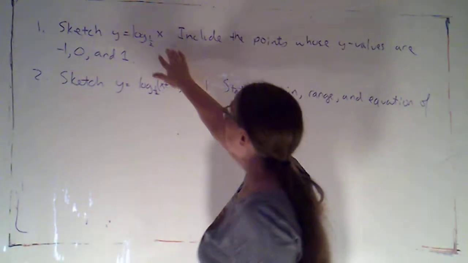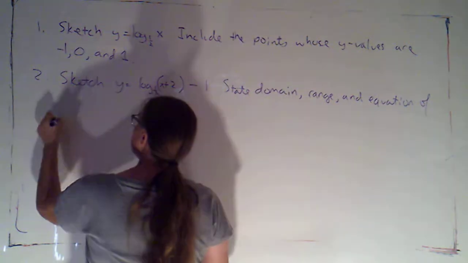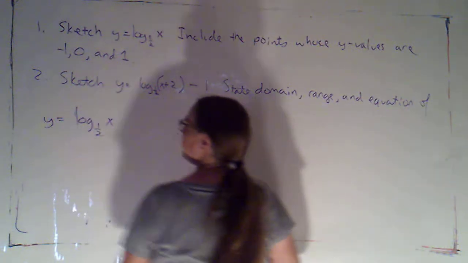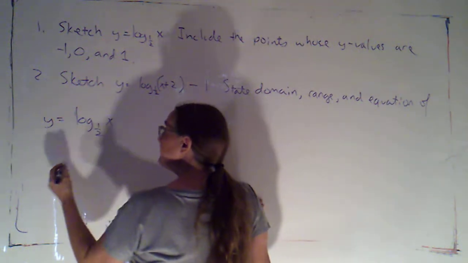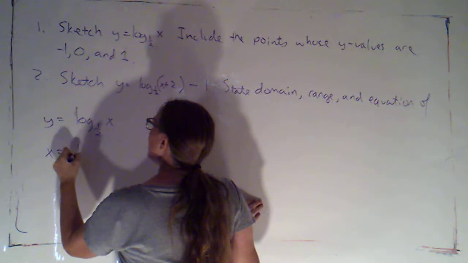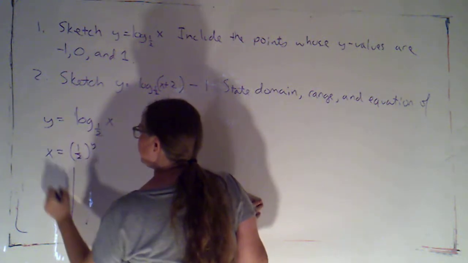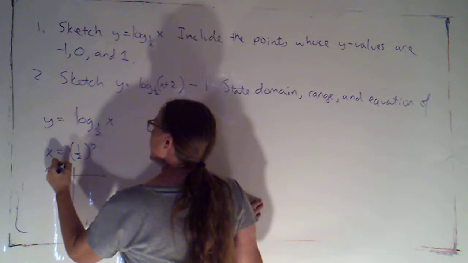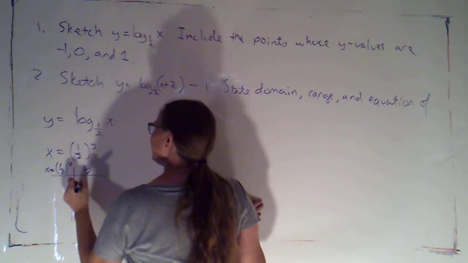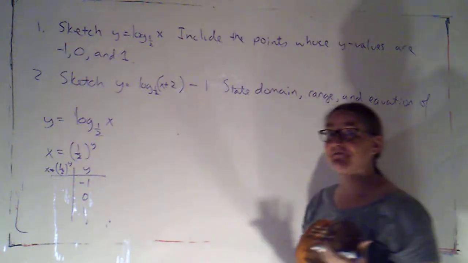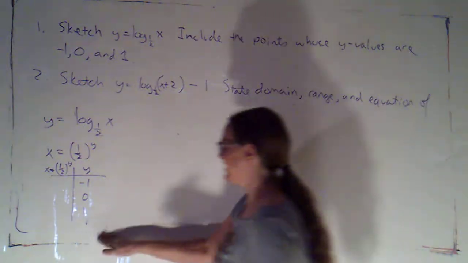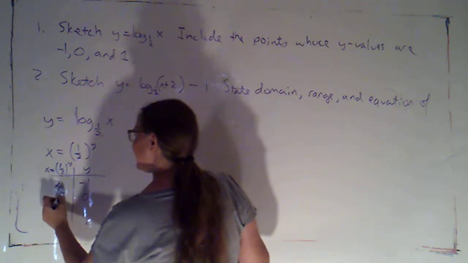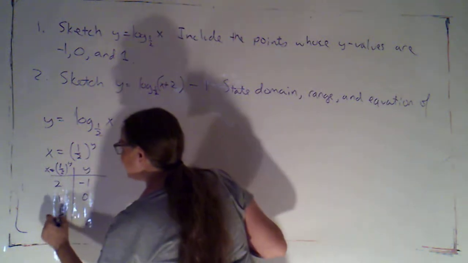So if I'm sketching y equals the log base 1/2 of x, remember what that means is that x is equal to 1/2 to the y. And so when I asked for the points whose y values were -1, 0, and 1, I was giving you those exponents. All right, 1/2 to the -1 is just 2. 1/2 to the 0 is 1.